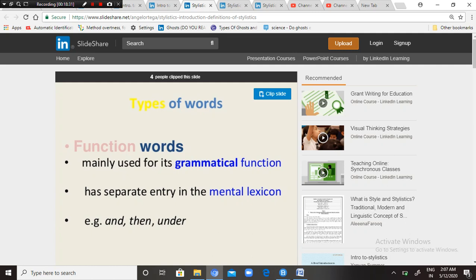The next type of words is function words. Function words are mainly used for their grammatical function and have a separate entry in the mental lexicon. For example: and, then, and under. These are the function words, with a grammatical function and an entry in the mental lexicon.